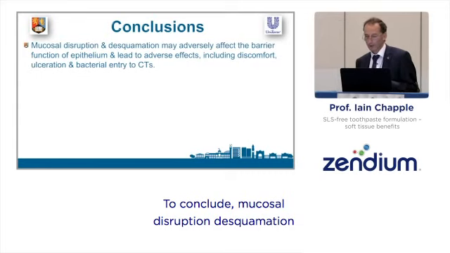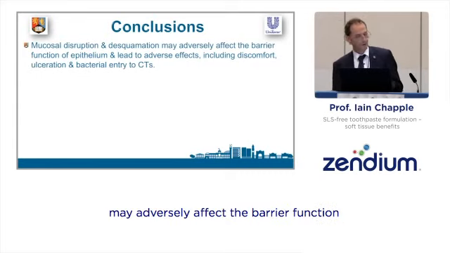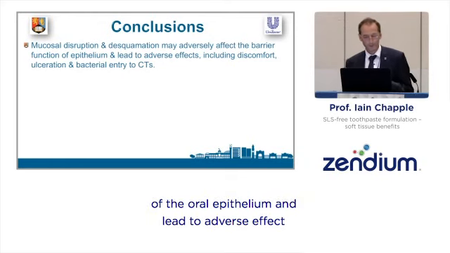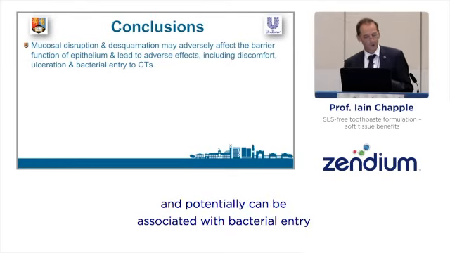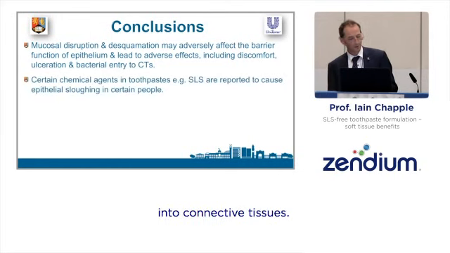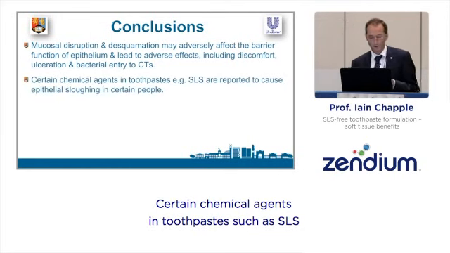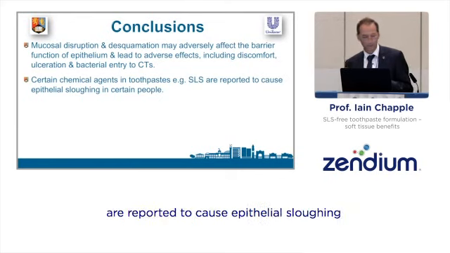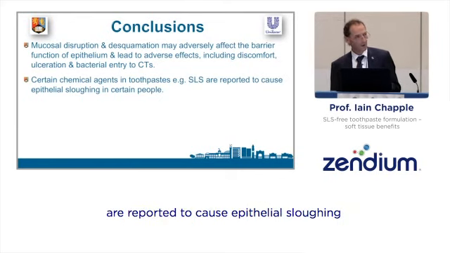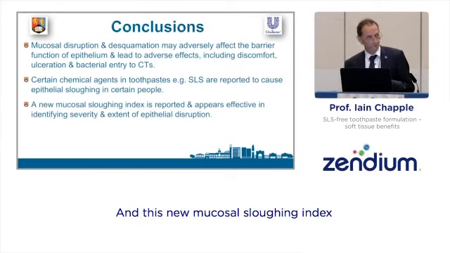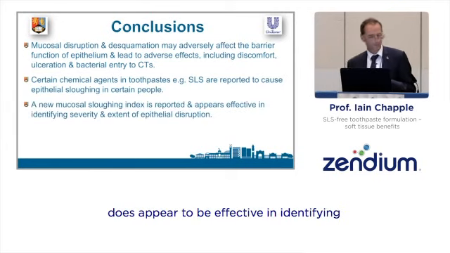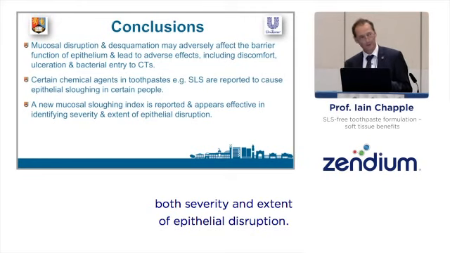So to conclude, mucosal disruption and desquamation may adversely affect barrier function of the oral epithelium and lead to adverse effects, including discomfort, ulceration in some individuals, and potentially can be associated with bacterial entry into connective tissues. Certain chemical agents in toothpastes, such as SLS, are reported to cause epithelial sloughing in certain people who are susceptible. And this new mucosal sloughing index does appear to be effective in identifying both severity and extent of epithelial disruption.